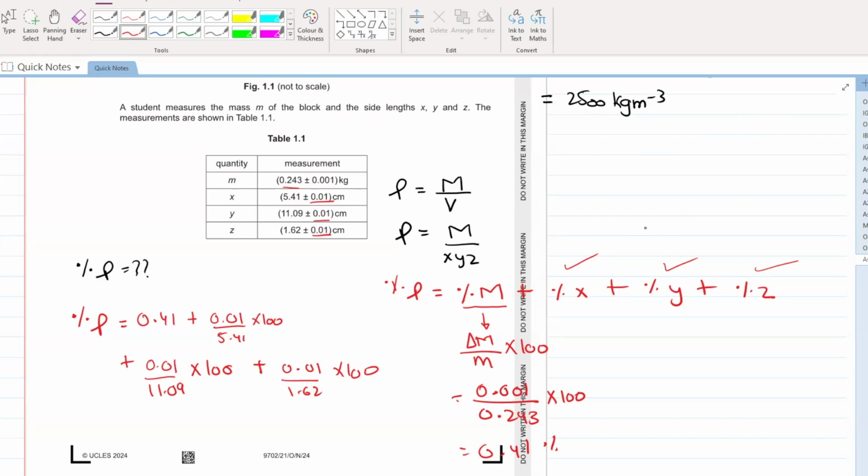11.09 plus 0.01 into 100 divided by 1.62. Your answer comes out to be 1.3%.